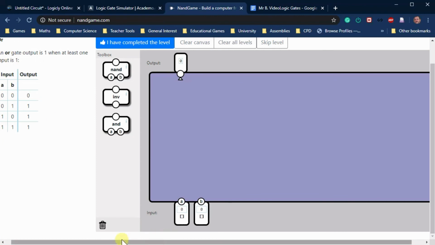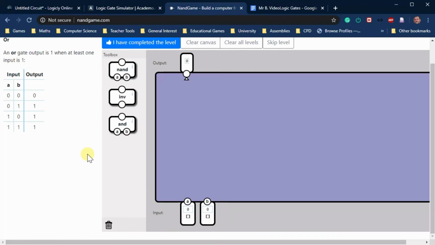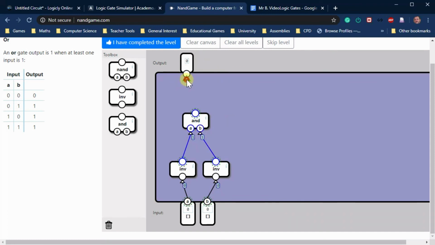I now need to make an OR gate. And if you look at the situation, one thing I could do is I want both of those to be inverted and then AND them. And then both as inputs. Now I'm doing these quickly because I know the algebra behind them as well.